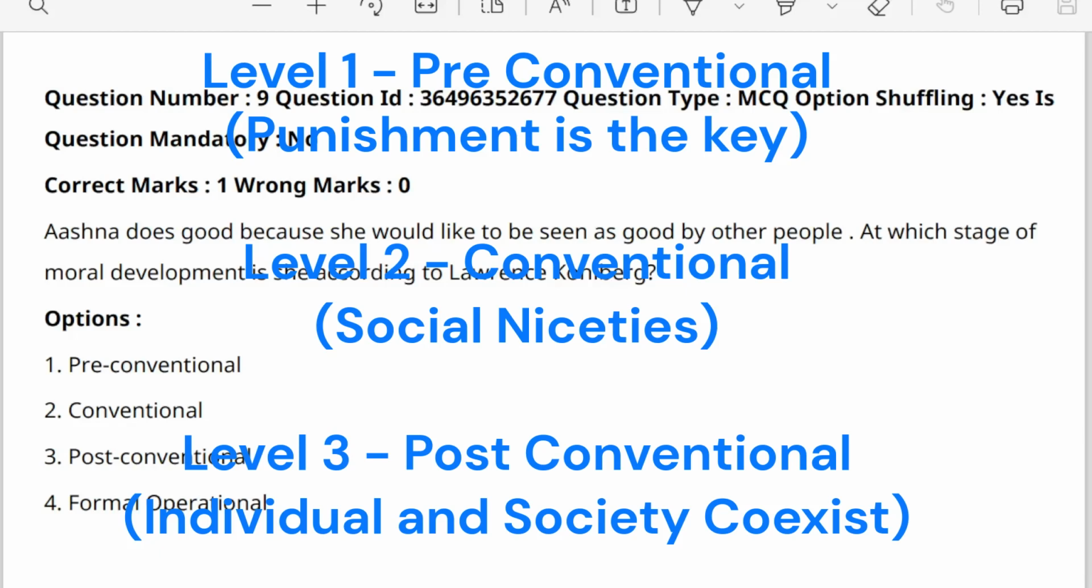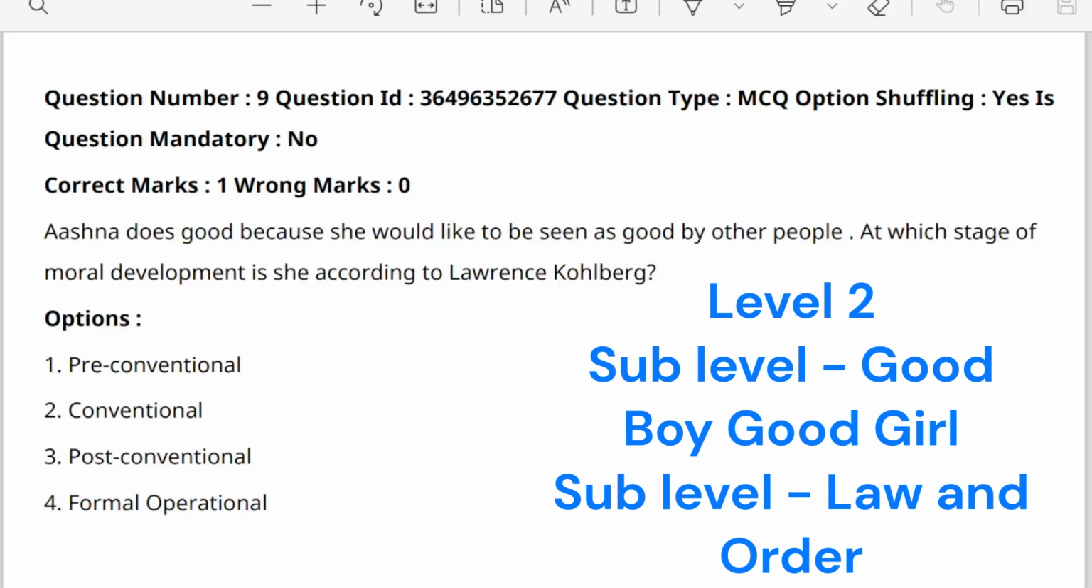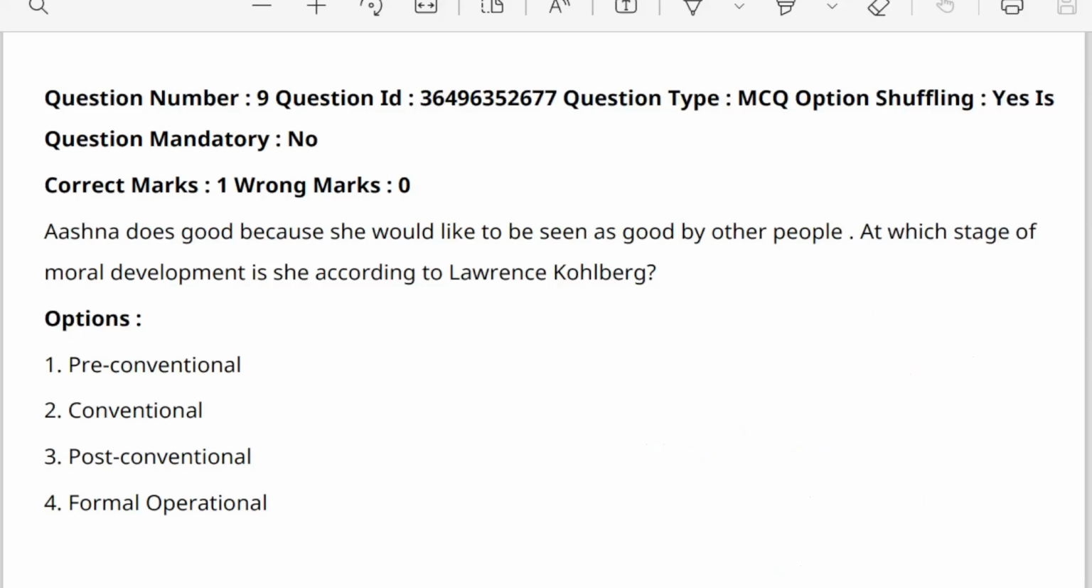A child does not want to be punished, and therefore all moral decisions are taken according to that one punishment. In the conventional stage, the child wants to be social and be seen as good, so that also moves through two sub-stages: the good boy good girl, where you want to be seen good by other people, and the fourth stage, or the second sub-level, where the child wants proper law and order in the society.